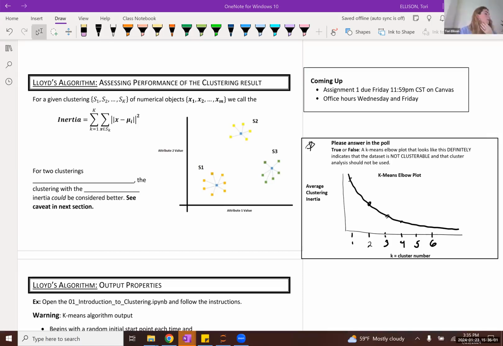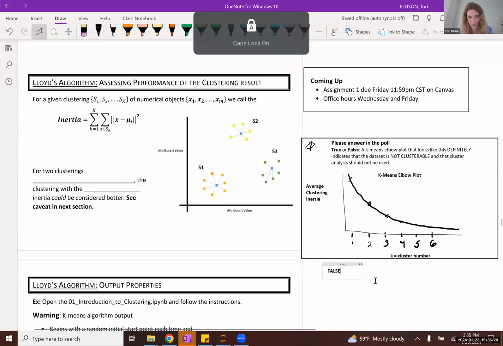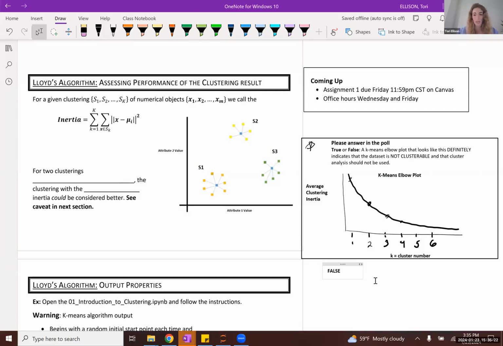Okay, so 47% said true: the only interpretation that we can make based on what we see here is that the data set is in fact not clusterable at all, and that cluster analysis should not be used. So actually, the answer to this question is false. This could be one potential interpretation that might in fact be the case if we saw a k-means elbow plot that looked like this.